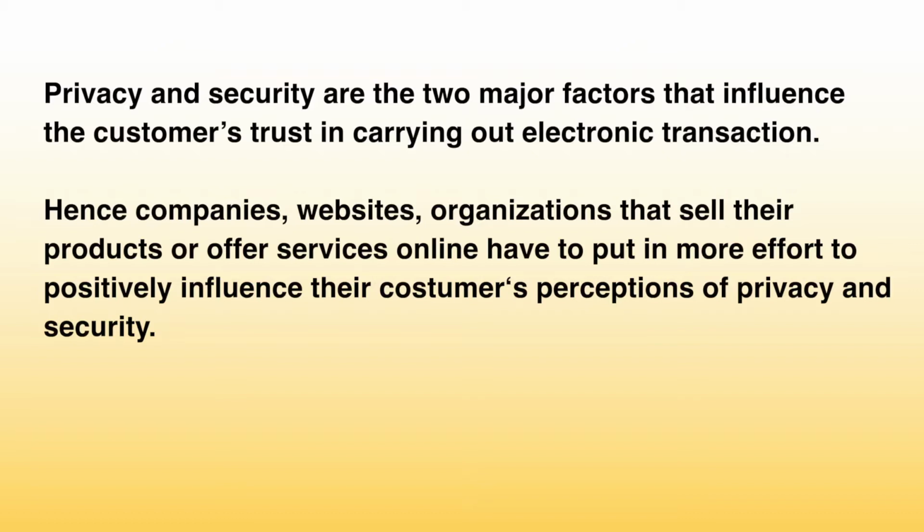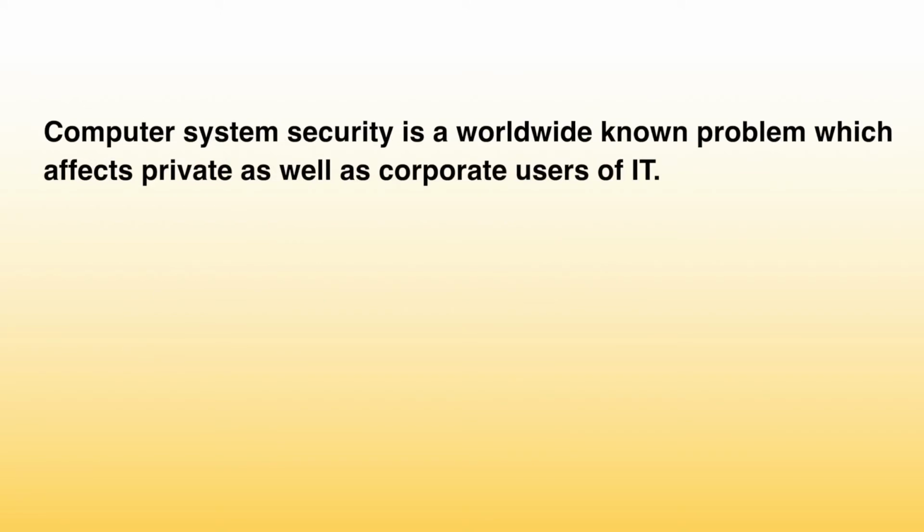Dear learners, let us summarize what we have seen in this module as we have come to the end of the session. Privacy and security are the two major factors that influence the customer's trust in carrying out electronic transactions. Hence, companies, websites and organizations that sell their products or offer services online have to put in more effort to positively influence their customers' perceptions of privacy and security. Computer system security is a worldwide known problem which affects private as well as corporate users of IT. Information technology users should be aware of the security of the resources that they are using, and accordingly they should play an active role in protecting their privacy.